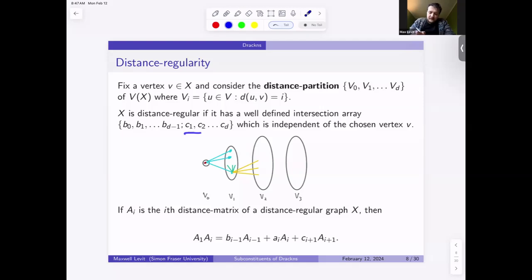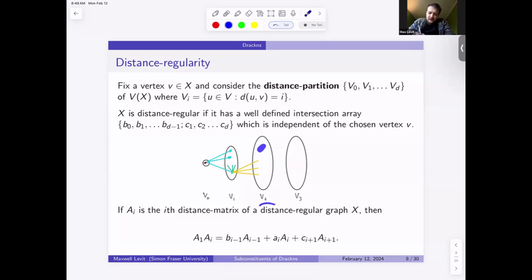Whereas C1 is how many neighbors does a vertex here have backwards? Similarly, C2 would be if I have a vertex here, how many neighbors does it have backwards? B2 would be how many does it have forwards? I think that's why I wrote that forward there for B2, or for B1 rather. You always look at the vertex here.